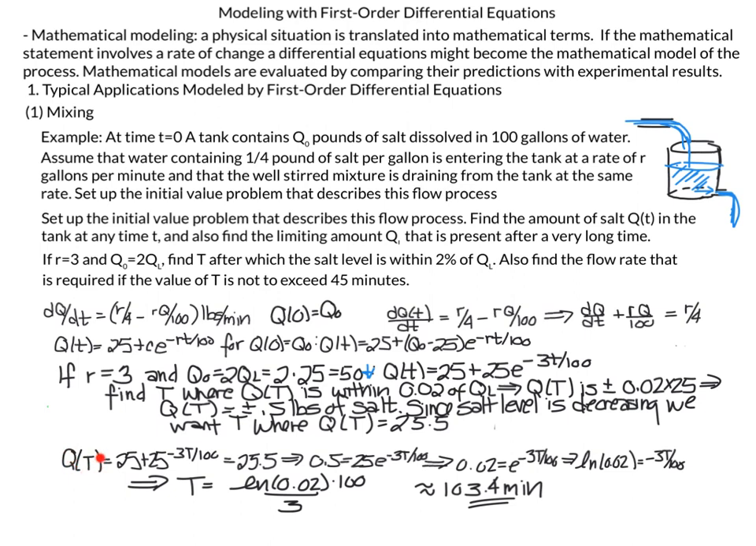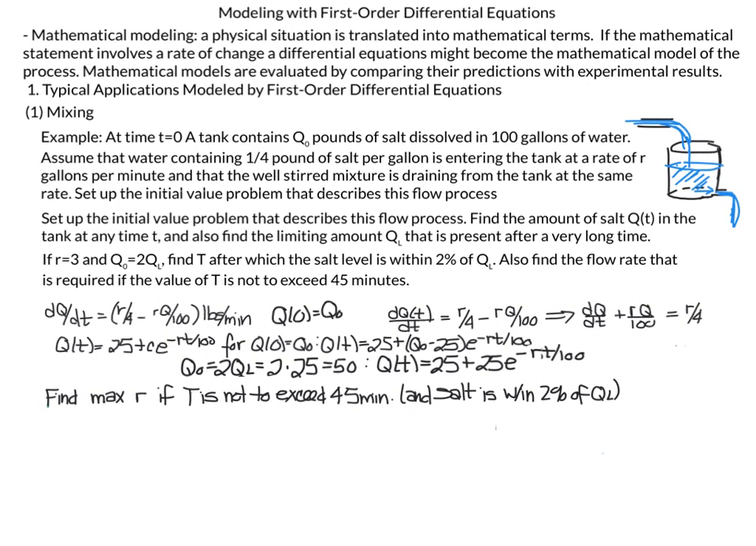Okay, so Q(t) is equal to 25 plus 25 e to the minus 3, and here's our t, over 100, which is equal to, we want it when Q(t) is equal to 25.5. So we can solve for t, and we find that t is equal to the natural log of 0.02 over 3 times 100, which is approximately 103.4 minutes.